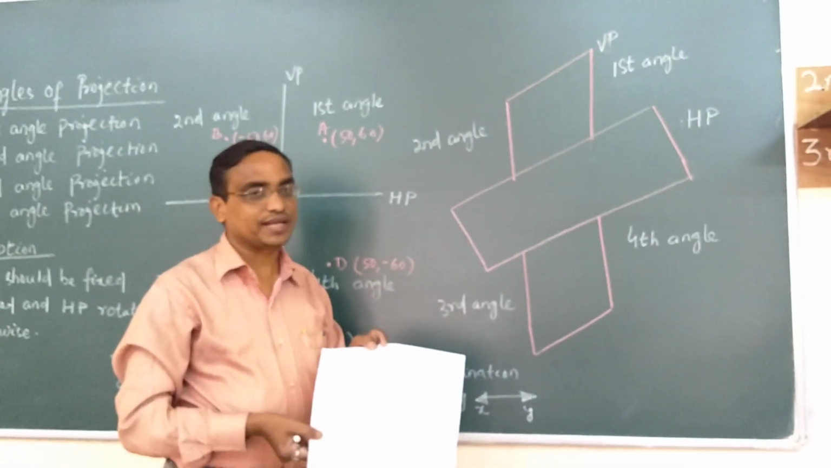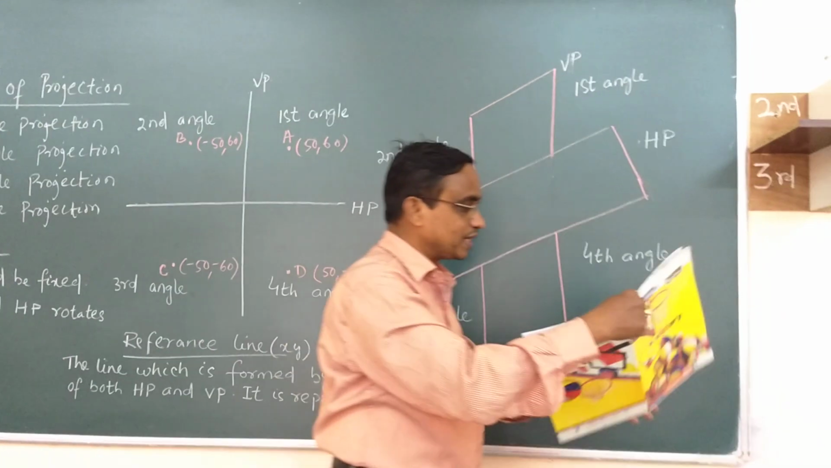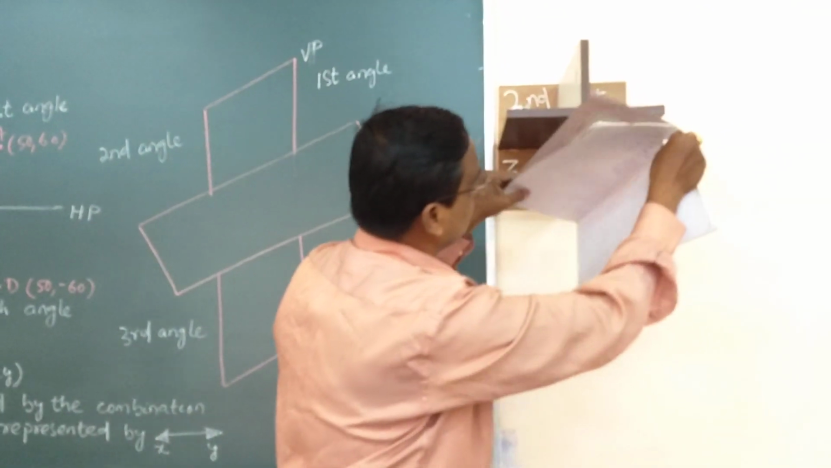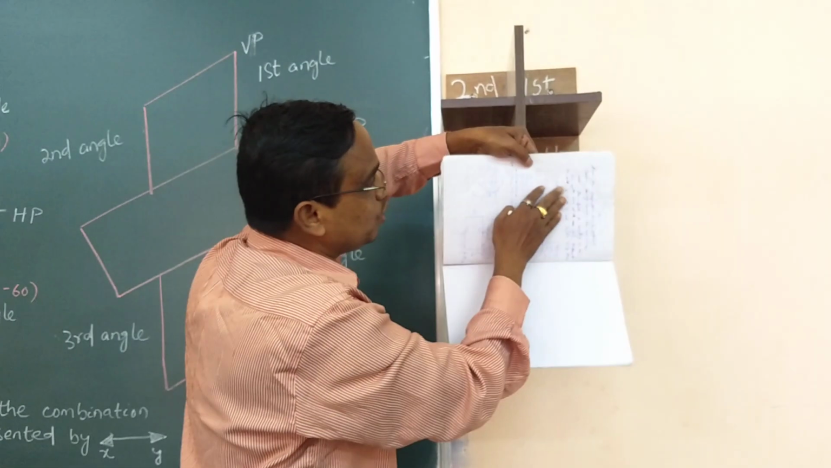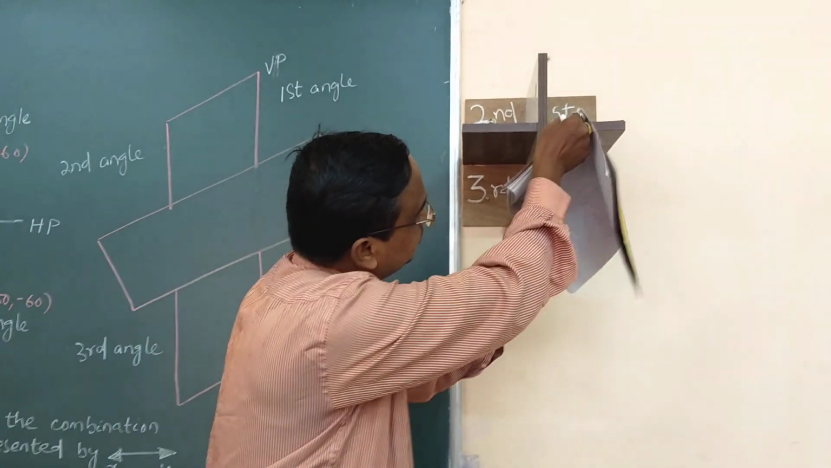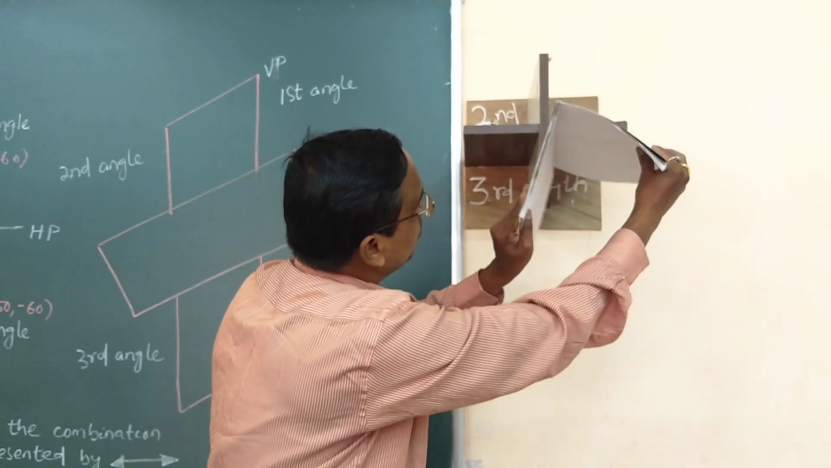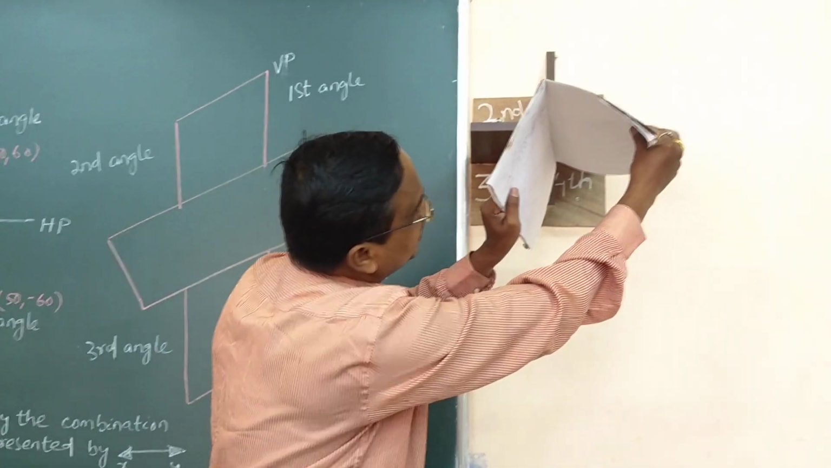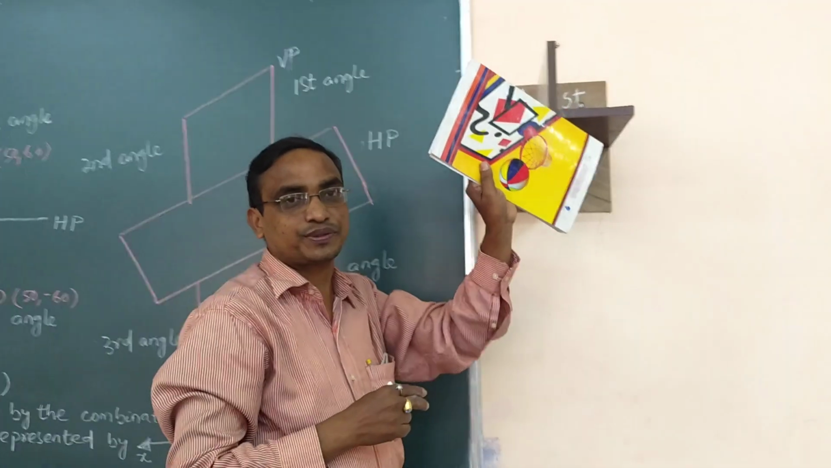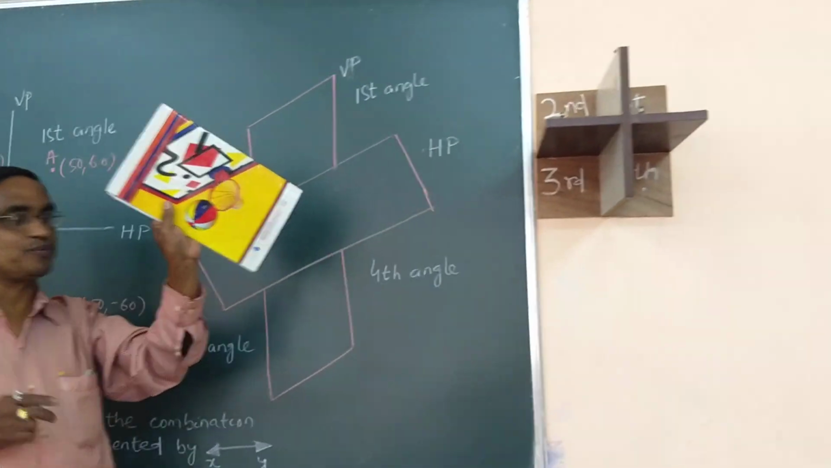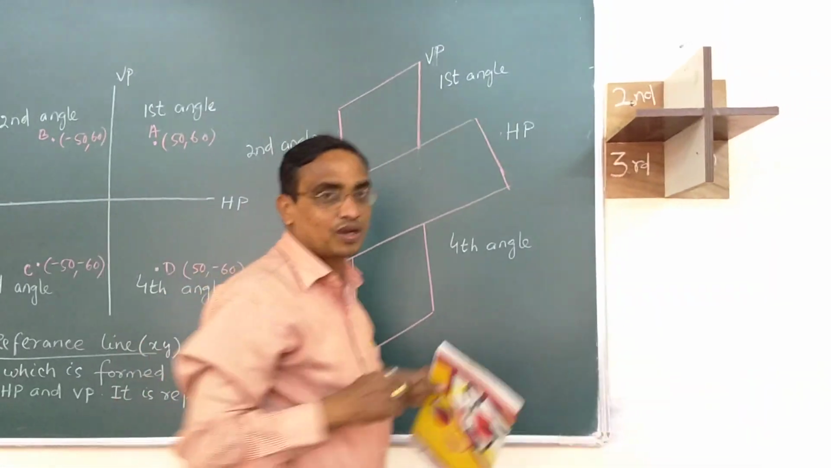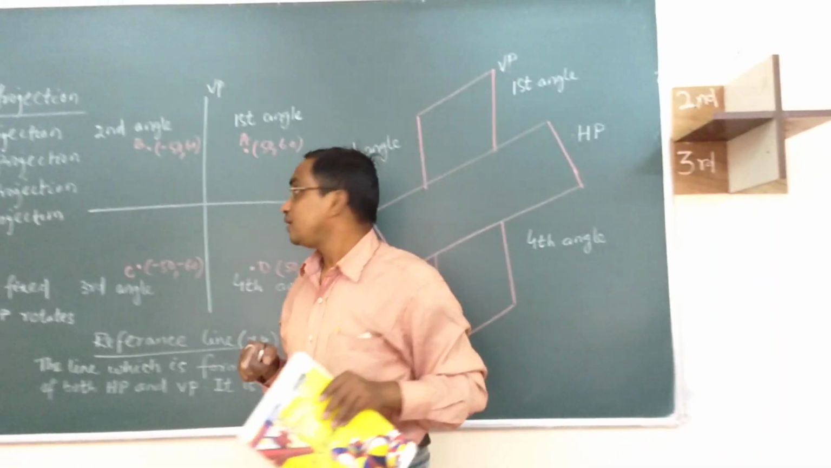Now come to fourth angle projection. I already told you this is my VP, this is my HP. What I told you, the VP is fixed and HP rotates 90 degrees clockwise. So it is also not used. So basically first angle and third angle projections are used. These are all about the different angles of projection.